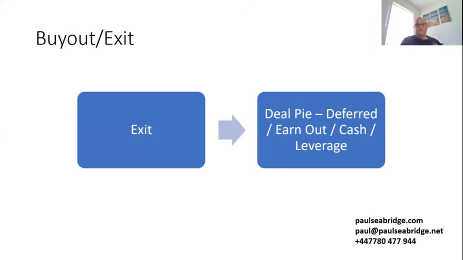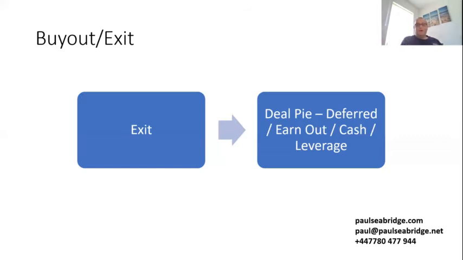And then that cash is given to the owner, and they'll only pay capital gains tax on that rather than income tax. And if they benefit from entrepreneurs relief in the UK, then they can pay as low as 10% tax versus 32 to 45% in dividend tax.